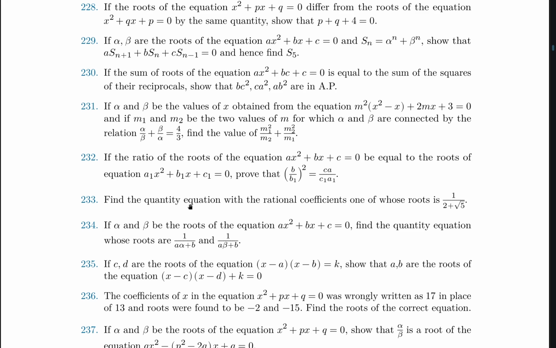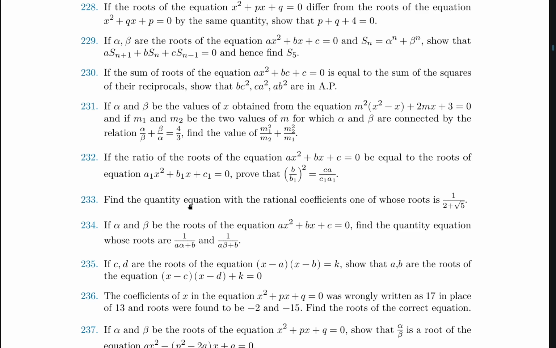If alpha and beta are the roots of the equation ax² + bx + c = 0, find the quadratic equation whose roots are 1/(aα + b) and 1/(aβ + b). So we have α + β = -b/a and αβ = c/a.